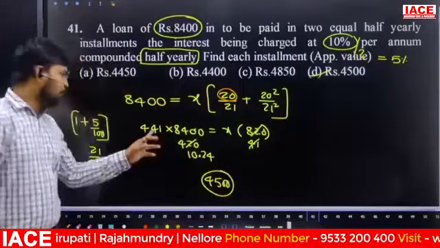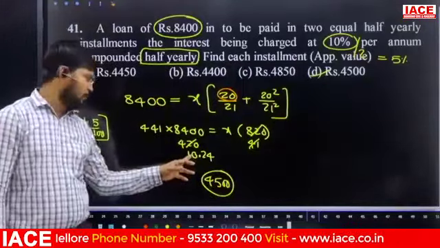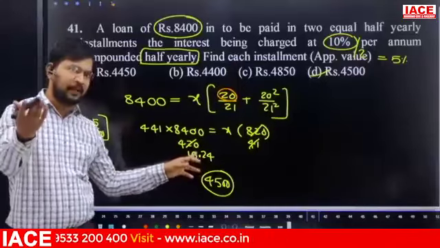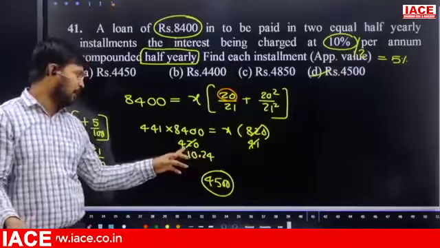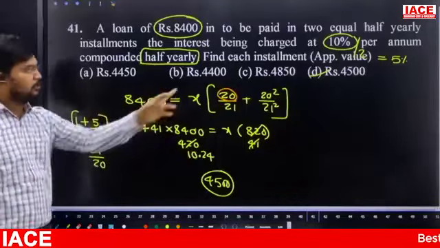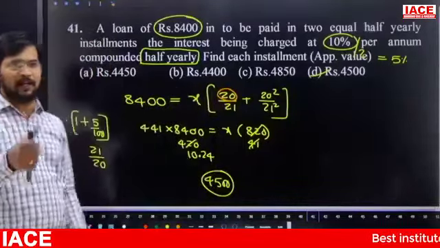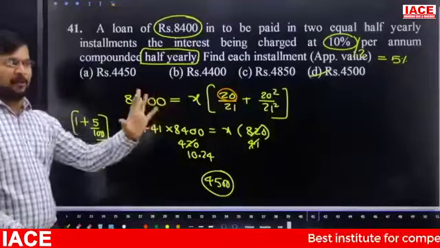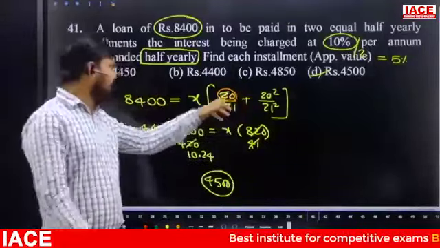Endukante 441 into 10, 4410. 441 into 0.2, 88 point something. 88 plus 4,410, definitely your answer is very closer to 4,500. So your answer is option D. So here somewhat calculation andi, endukante number అనేది డైరెక్ట్ క్యాన్సిల్ అవ్వట్లేదు.